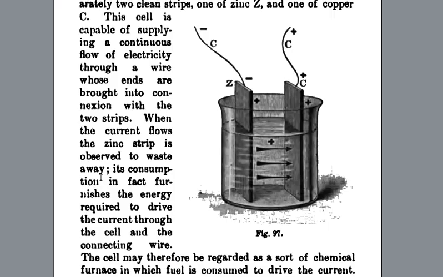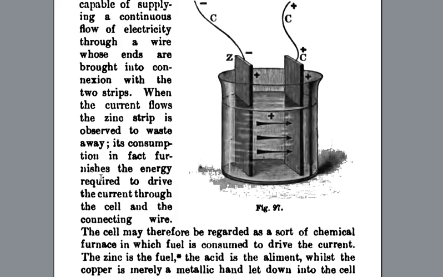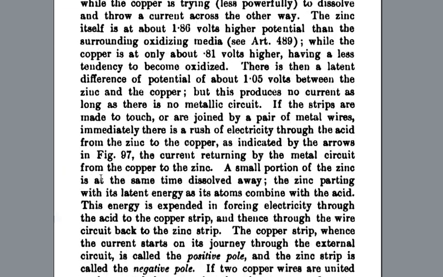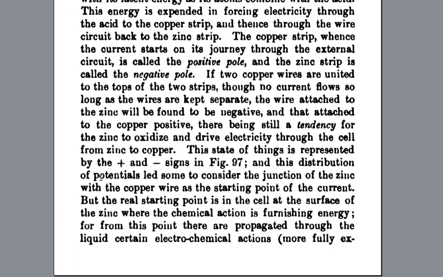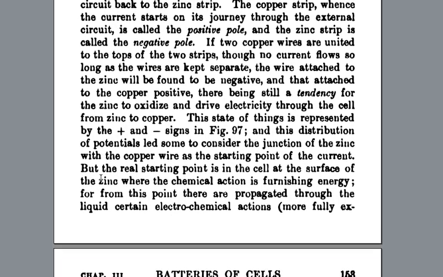Simultaneously, a small amount of zinc dissolves into the solution, releasing its stored energy as its atoms react with the acid. The energy released by the zinc drives electricity through the acid toward the copper strip and then through the wire circuit back to the zinc strip. The copper strip, where the current starts its journey through the external circuit, is referred to as the positive pole, while the zinc strip is the negative pole.